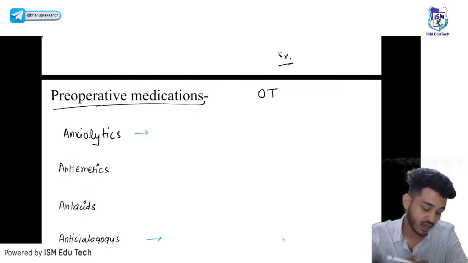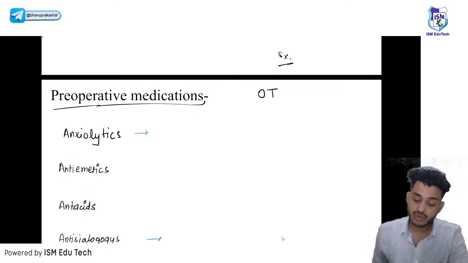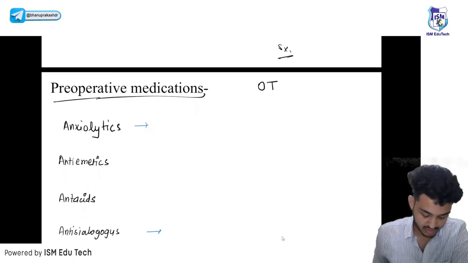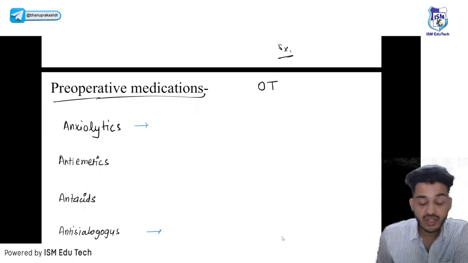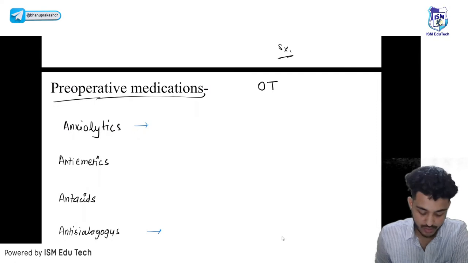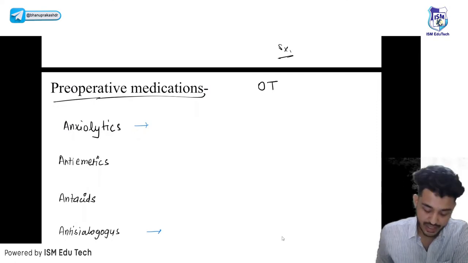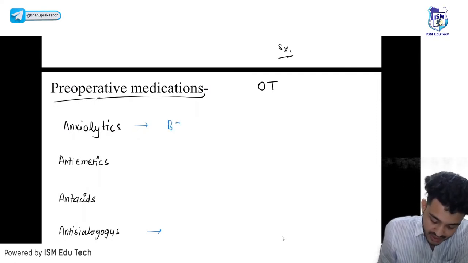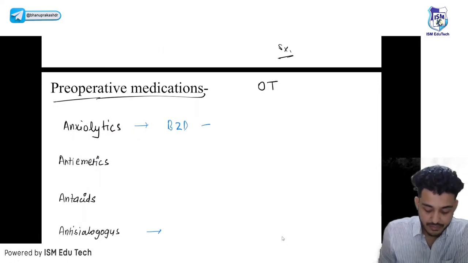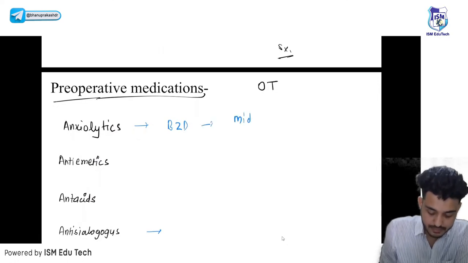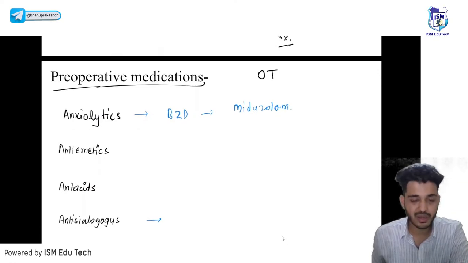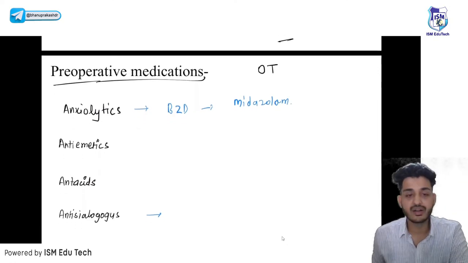He must be anxious, right? He must be anxious, so he must be taking some kind of drugs, right? What is this? This is your anxiolytics. Okay, what is this drug? That is your anxiolytics. Anxiolytics are your benzodiazepines. We can give like midazolam, okay, midazolam, or clonazepam, or drugs like that, diazepam and all.